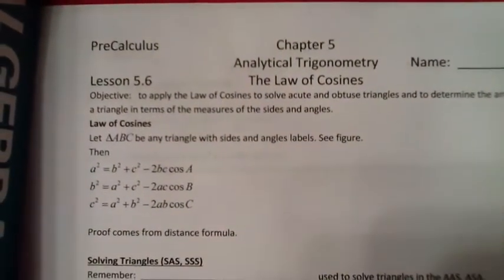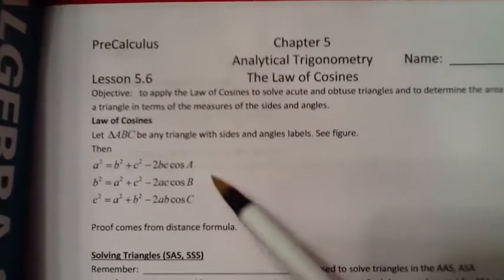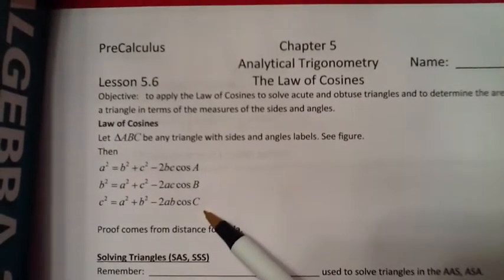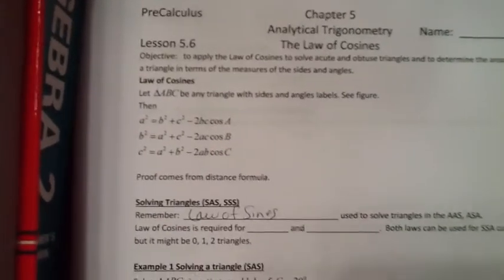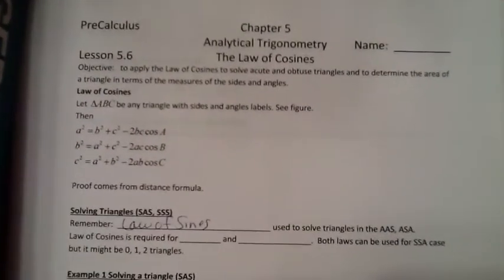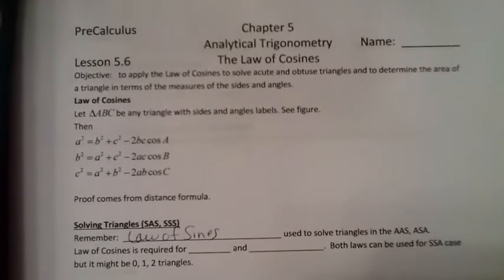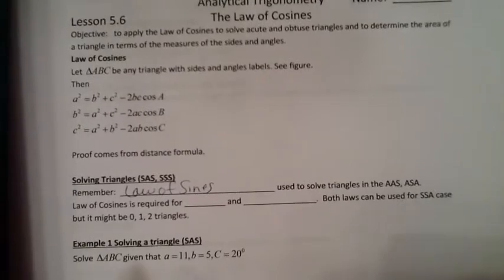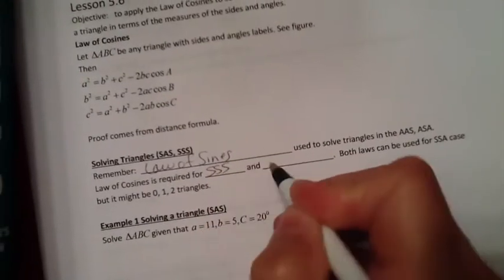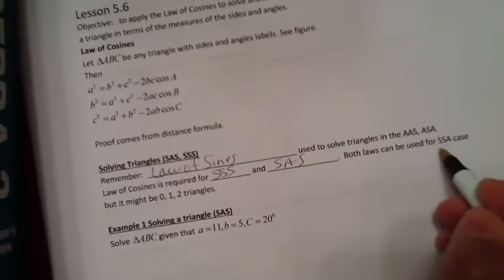Okay, I'm going to go through the law of cosines. You don't need to know all three of these, but you do need to know the pattern. And we have to remember that the law of sines is used to solve triangles that are typically angle-angle-side or angle-side-angle, and the law of cosines is required for side-side-side or side-angle-side. And when you have the ambiguous case, you're going to be using both.